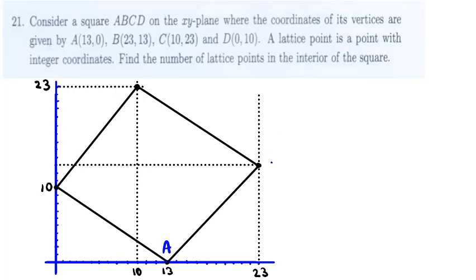B is (23, 13), C is (10, 23), and D is (0, 10). A lattice point is a point with integer coordinates. Find the number of lattice points in the interior of the square.